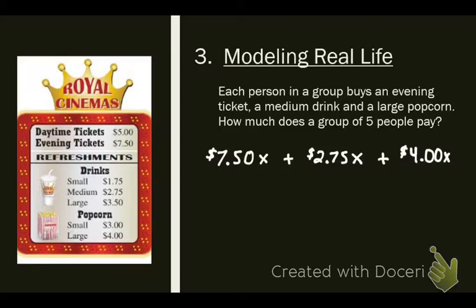There's plenty of room, so I want you to go off to the right side of our problem and add those up together. For the sake of space, I'll just come right over here. As you do this, you're going to find out how much one person would pay for an evening ticket, a medium drink, and a large popcorn.